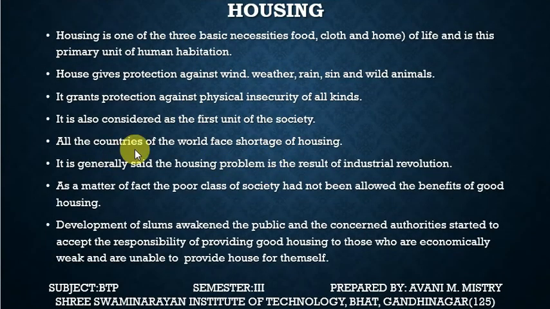The next one is housing. Housing is one of the three basic necessities of life, food, cloth and home, and is the primary unit of a human habitation. House gives protection against wind, weather, rain, sun, wild animals, etc. It grants protection against physical insecurity of all kinds. It is also considered as the first unit of the society.